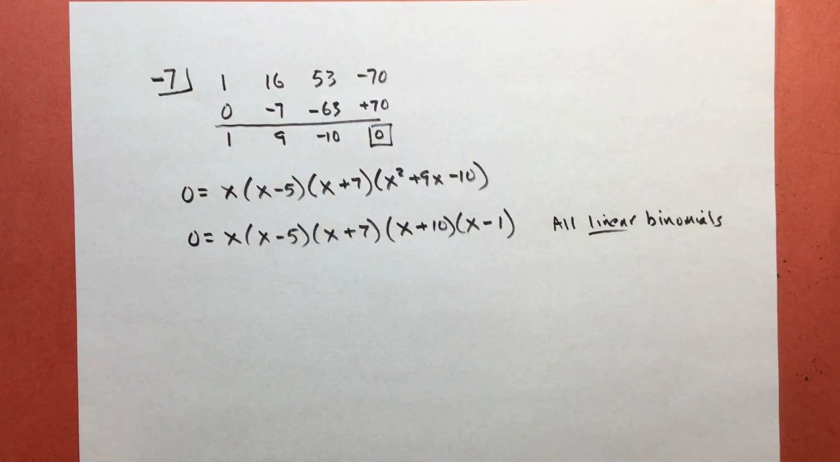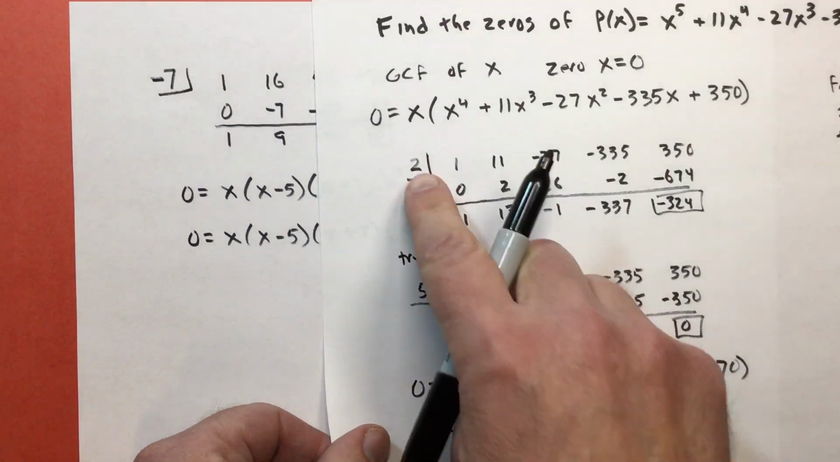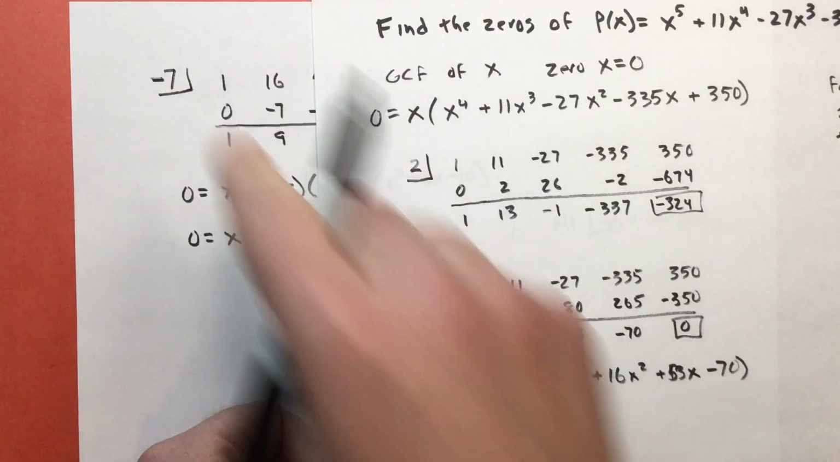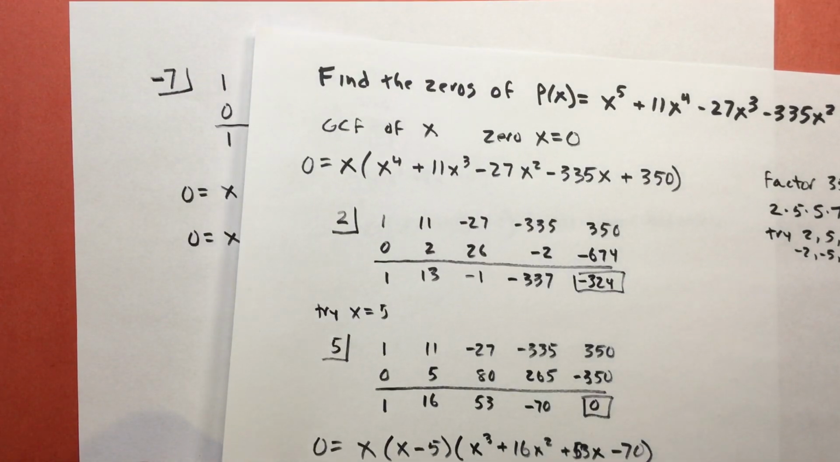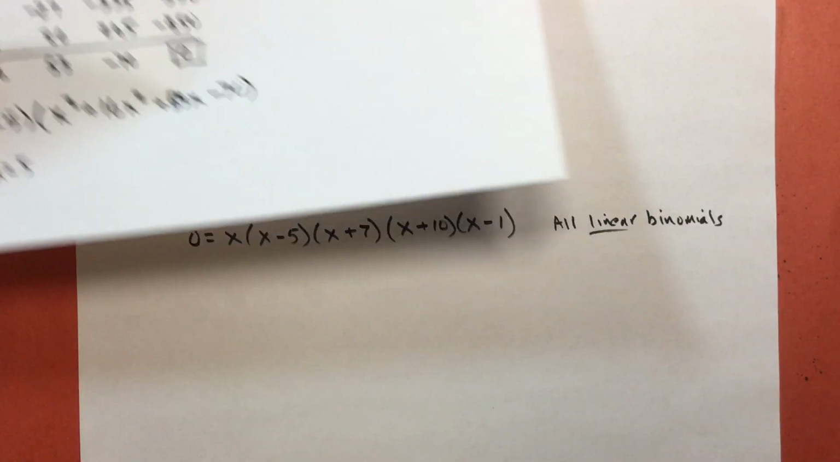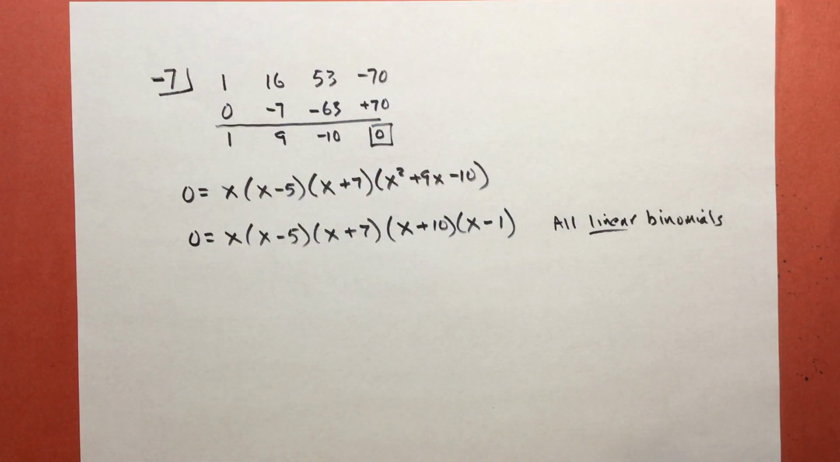Okay, now again, I need to acknowledge the fact that I cheated. I really did. I cheated because I knew that 2 was not going to work, but I knew 5 was going to be a 0, and I knew negative 7 was going to be a 0. So remember, I'm just showing you how to do it. You're not going to have anything that's going to be that difficult. And there's also, if you struggle, I want to show you this.